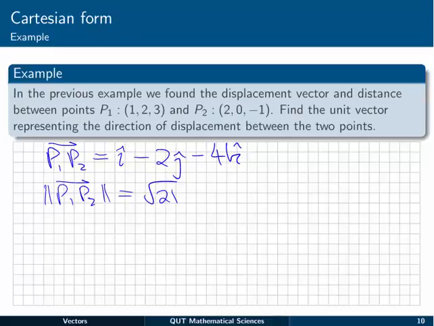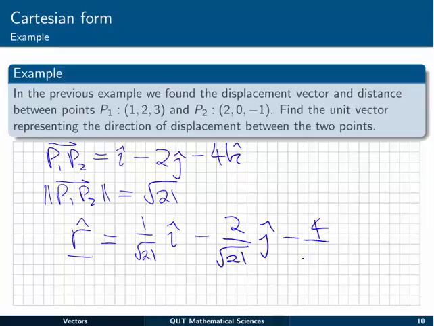In the previous example, we found the displacement vector and the distance between 2 points P1 and P2. Here we're asked to find the unit vector that represents the direction of that displacement between the 2 points. Taking from the previous example the P1 to P2 vector and the magnitude of that vector, we can then say that the vector in the direction of the displacement, let's call it r hat, is going to be equal to the P1 P2 vector divided by its own magnitude. So we have 1 on the square root of 21 in the i direction, take 2 on the square root of 21 in the j direction, and finally take 4 on the square root of 21 in the k direction. This final vector has a length of 1 and points in the direction from P1 to P2.